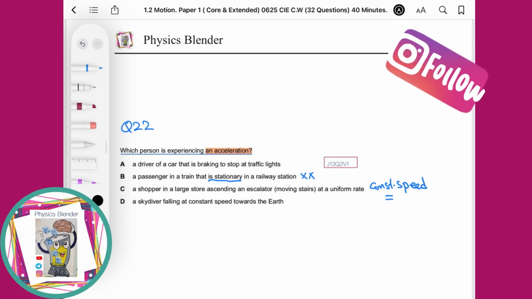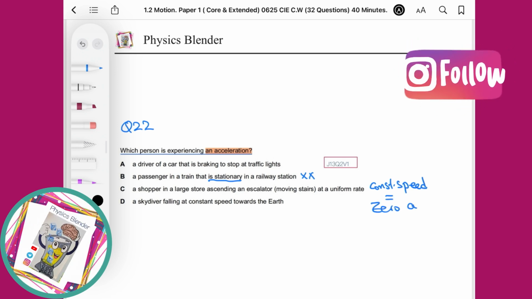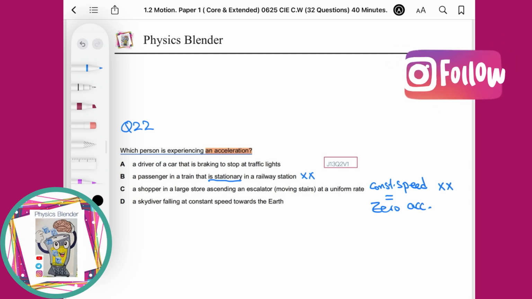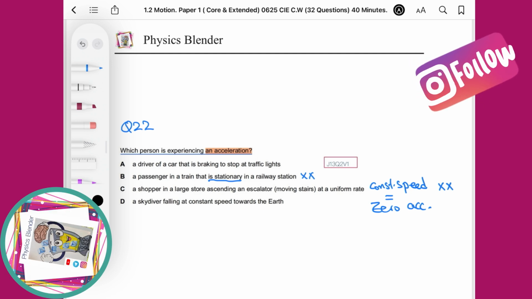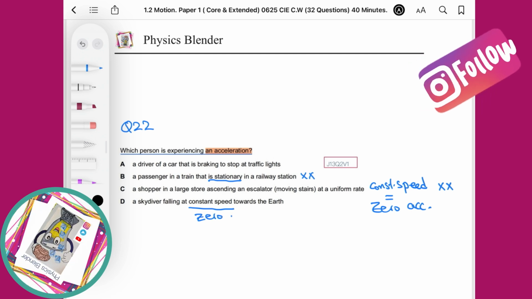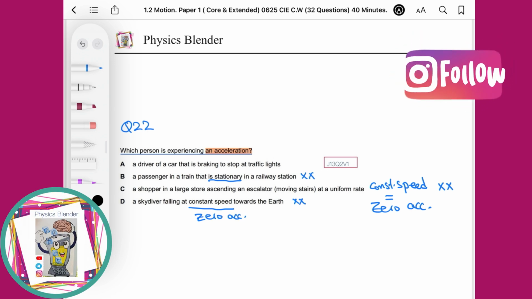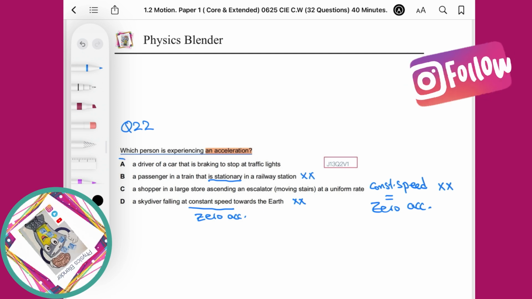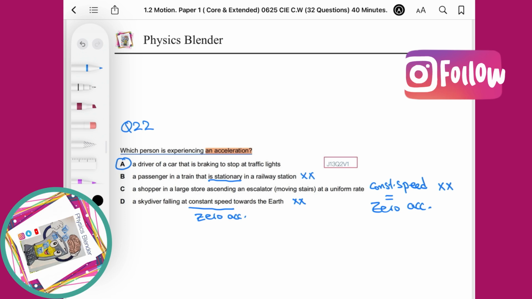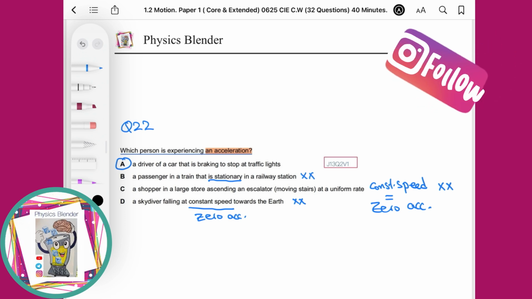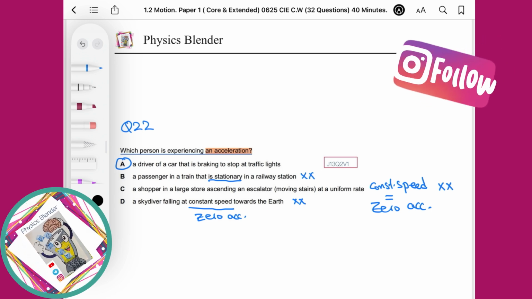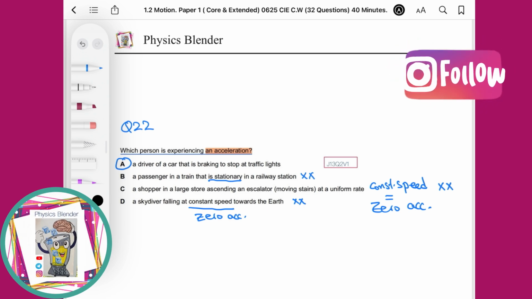which means 0 acceleration. So also this will be excluded. D, a skydiver falling at constant speed towards Earth. Here also constant speed means 0 acceleration, so it will be excluded. So the correct answer is A. We have a driver of a car braking to stop at traffic lights, which means changing speed, so the person is experiencing an acceleration. Is it clear?